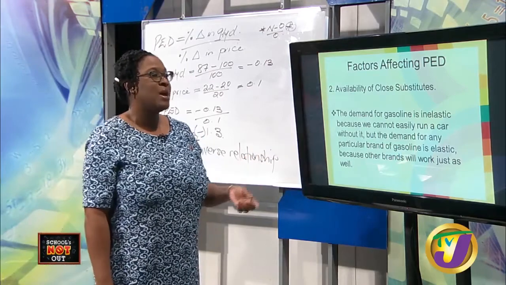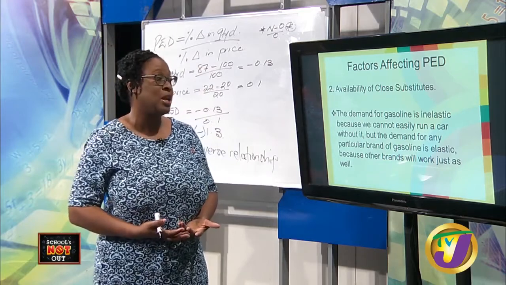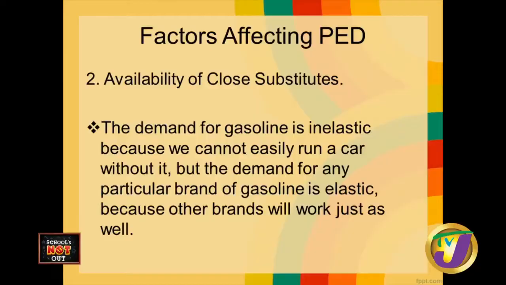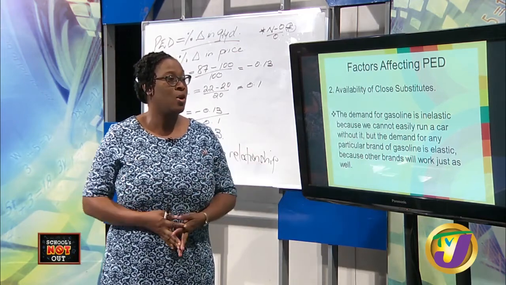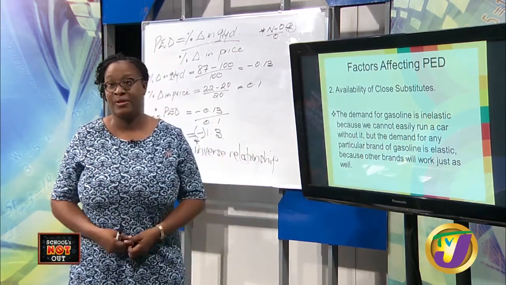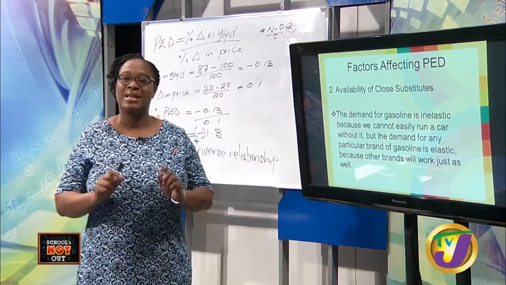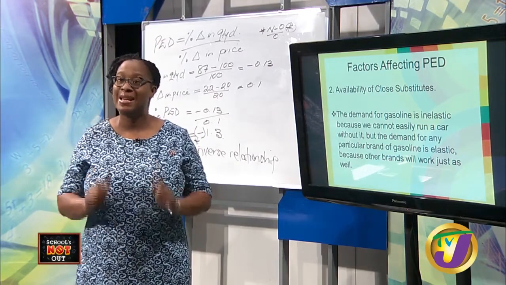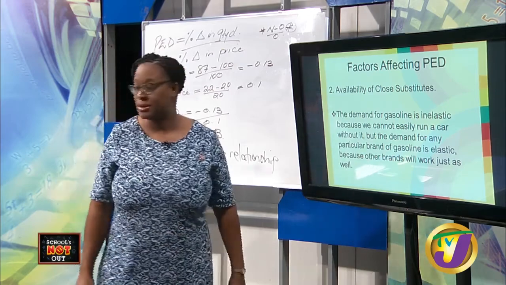Just to bring this point home, the demand for gasoline is inelastic because we can't run a car without it. But the demand for a particular brand of gasoline is elastic because other brands work just as well. And maybe some car fanatics may not agree with me, but when you go to the gas station, whether it be Total, Ruby's, or whichever one, 87 is 87 and 90 is 90, right? So the brand of gas is elastic, but gasoline itself, the demand for it is inelastic because it's a necessity item for us to run our motor cars.